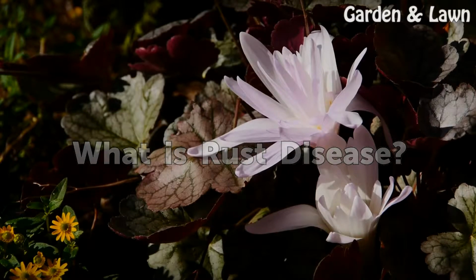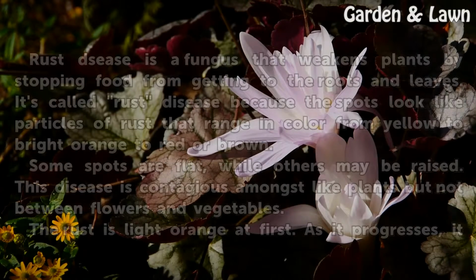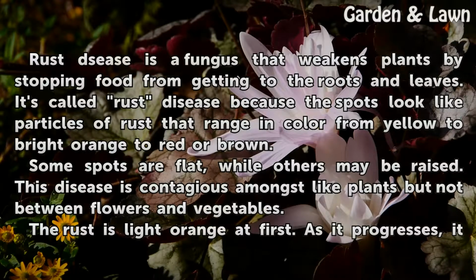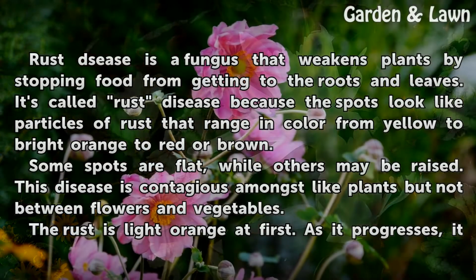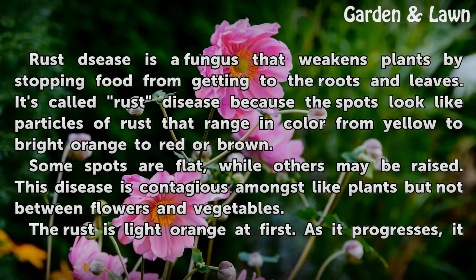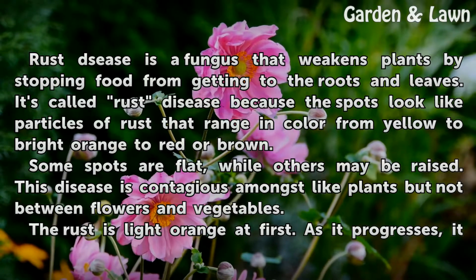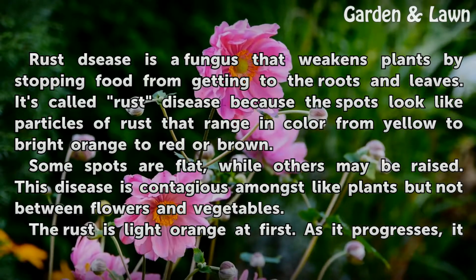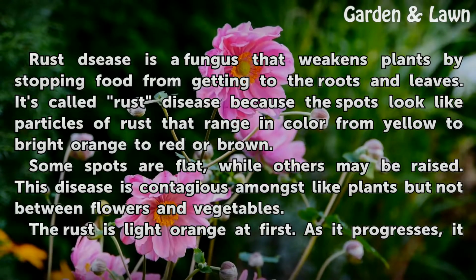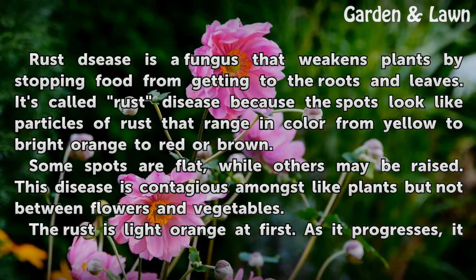What is rust disease? Rust disease is a fungus that weakens plants by stopping food from getting to the roots and leaves. It's called rust disease because the spots look like particles of rust that range in color from yellow to bright orange to red or brown. Some spots are flat, while others may be raised. This disease is contagious amongst like plants but not between flowers and vegetables.